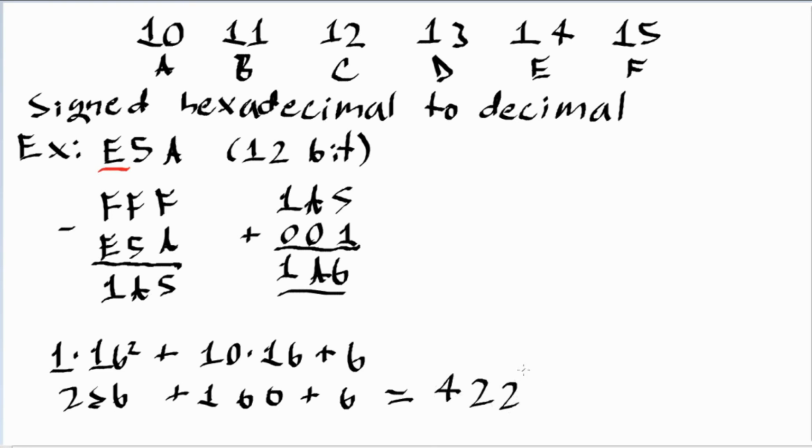Now, because we started with a negative number up here, we have to add a negative sign to our final result. So we will end up with negative 422 as our final result. And that is how you convert a hexadecimal number to decimal.